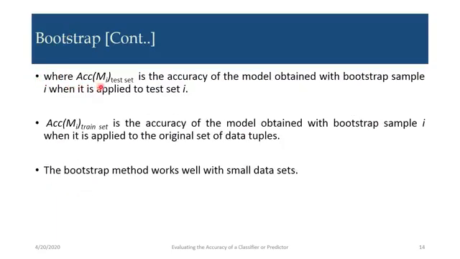where Acc(Mi)test set is the accuracy of the model obtained with bootstrap sample i when it is applied to the test set i. And Acc(Mi)train set is the accuracy of the model obtained with bootstrap sample i when it is applied to the original set of data tuples. The bootstrap method works well with small data sets. So among these three methods, the bootstrap method works well for small data sets.